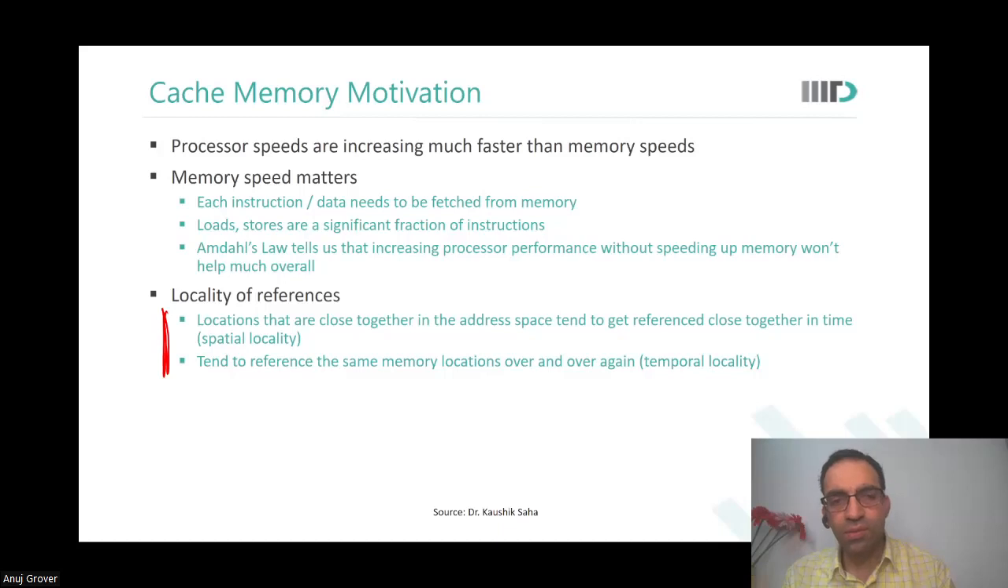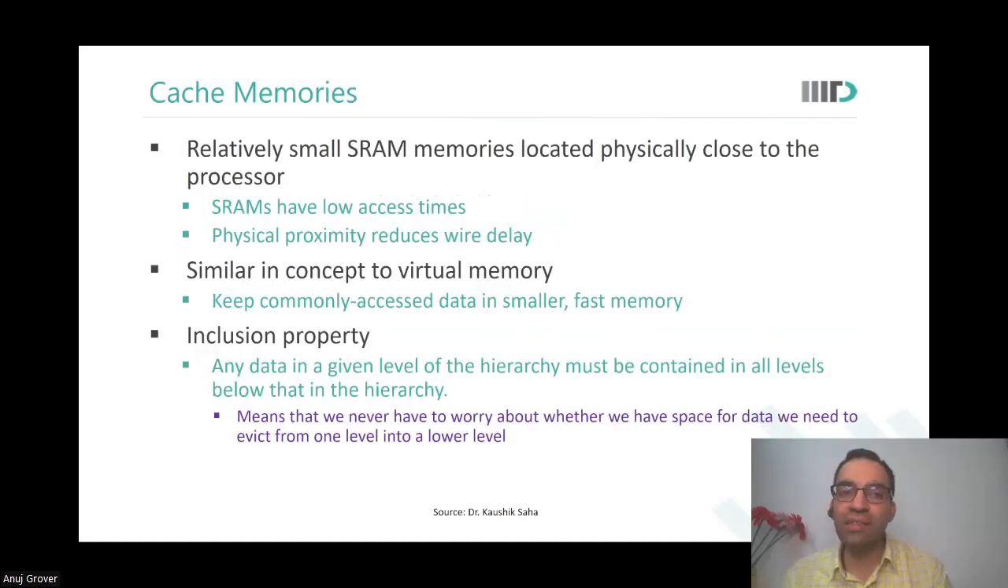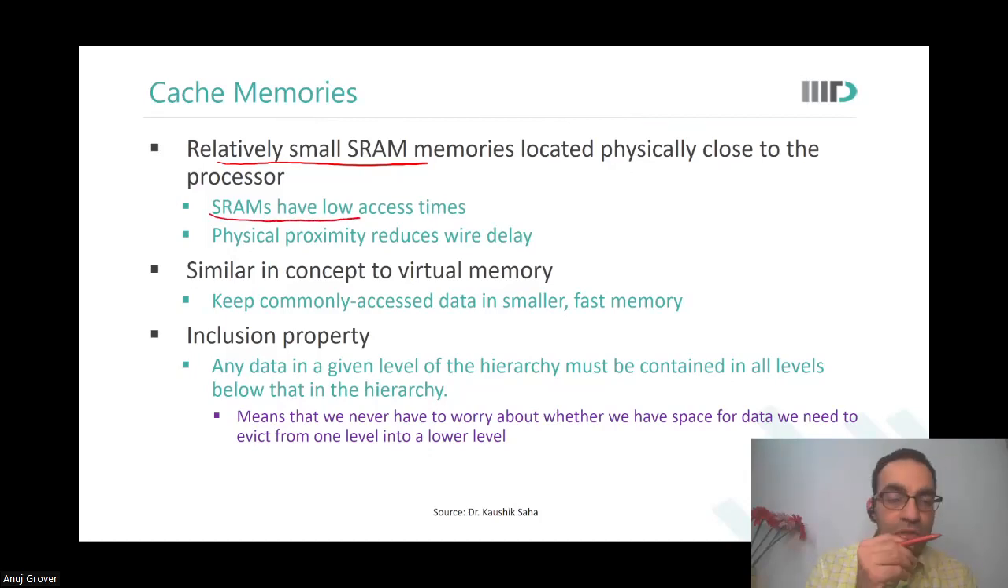Is this part clear? Because we have this locality of reference, we do not really need the entire big memory to be accessed every cycle. Let us use a relatively small SRAM, which can be placed physically close to the processor, so that not only would it have a smaller access time, the physical proximity also reduces wire delays. So what we are trying to do is keep commonly accessed data in smaller, faster memory.